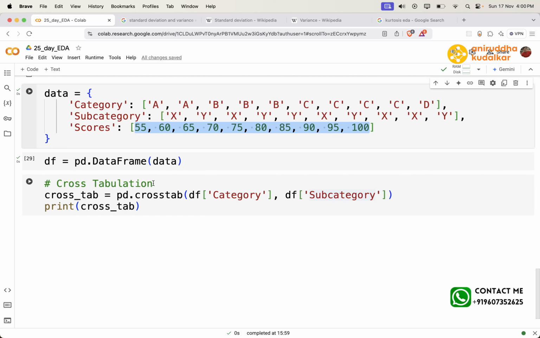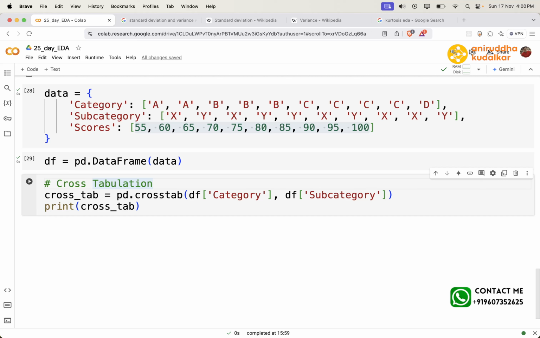So the cross tabulation technique, what it does, is used for the categorical data to show the frequency distribution of the combinations of the categories. It displays the relationship between the two variables as a two-dimensional matrix of counts. Okay, let's try it.